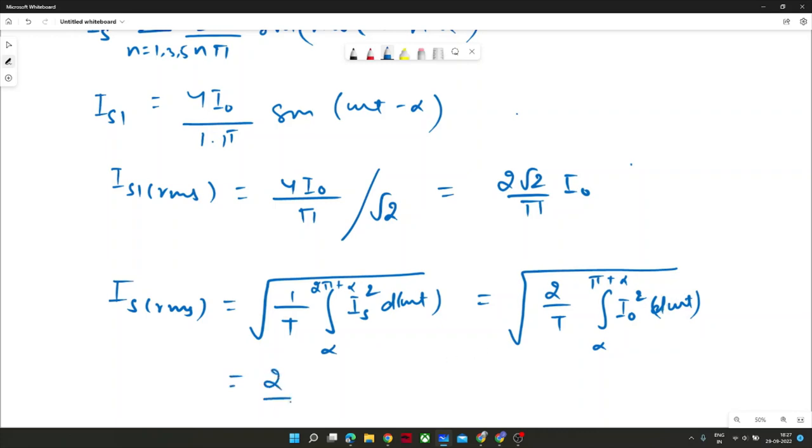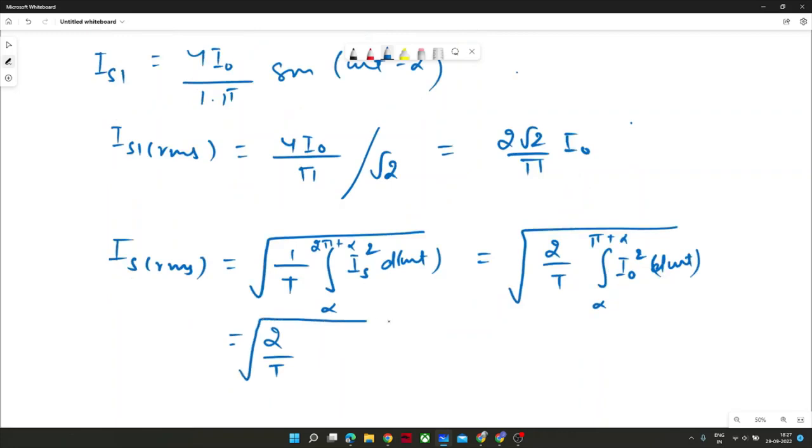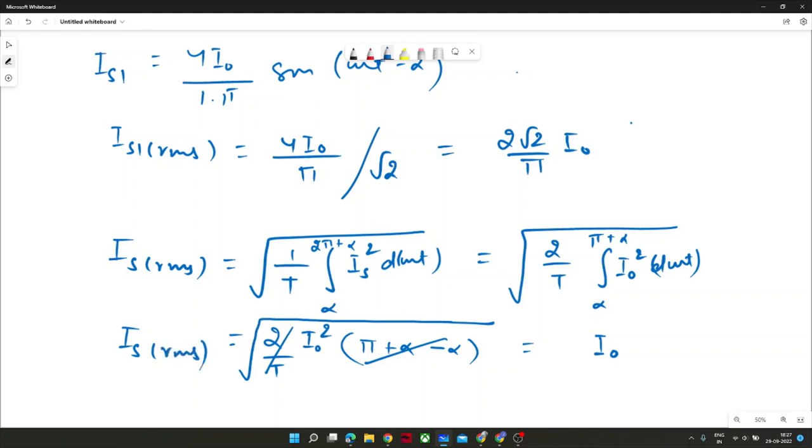And after solving it, you will get d omega t. If you do it, 2 by T, I naught square is constant, so let me take it aside. And d omega t, if you integrate from pi plus alpha minus alpha, it will become pi, and T is anyway 2 pi, so 2 by 2 pi would get cancelled out. This term would get cancelled out with this term, and it will become I naught. So that will be your IS RMS. Any doubt? I don't think so.